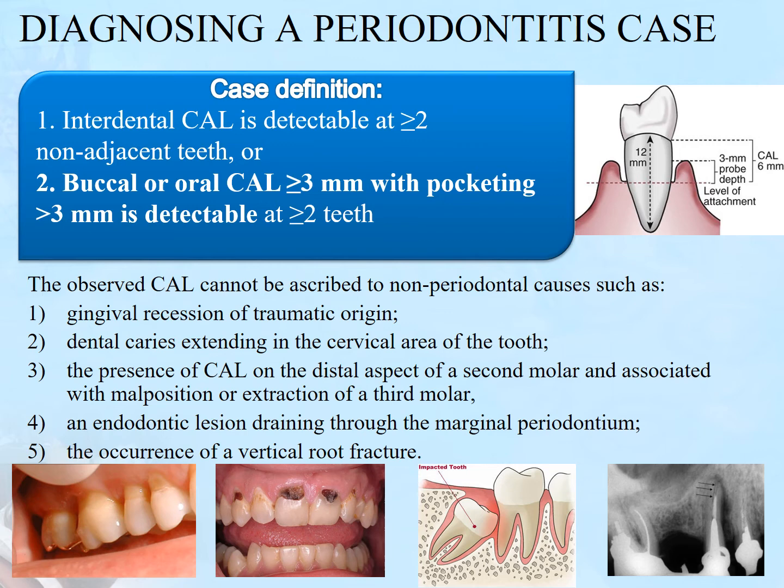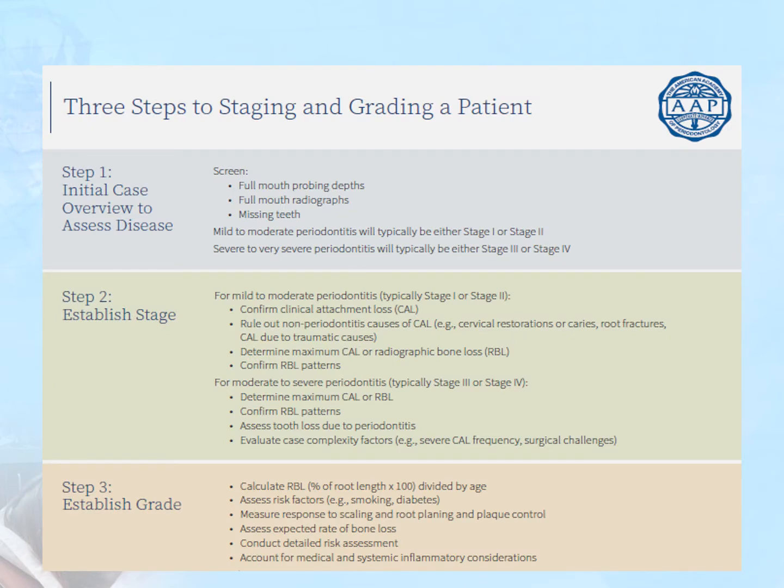The only thing we call periodontitis is if there is really plaque and calculus present and there is an attachment loss present. Because of that attachment loss, we call that a periodontitis case. Right? So these are the 3 steps to staging and grading. You can go through this. I will go through the next slides for your easy understanding.